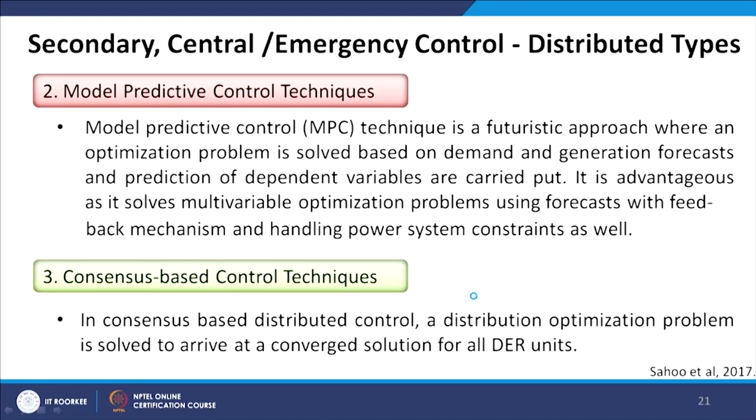Consensus based control techniques. In consensus based distributed control, a distributed optimization problem is solved to arrive at a converged solution for all the distributed energy resources present in the system or connected to our microgrid.